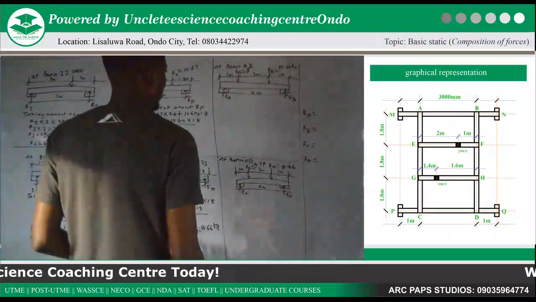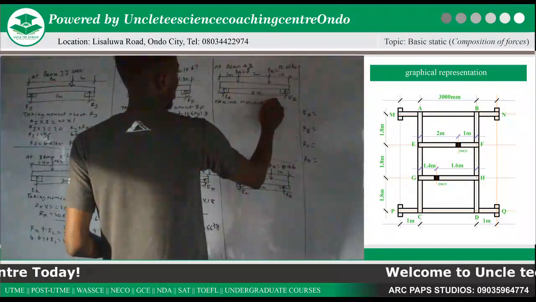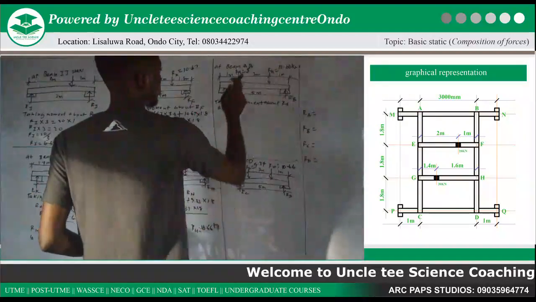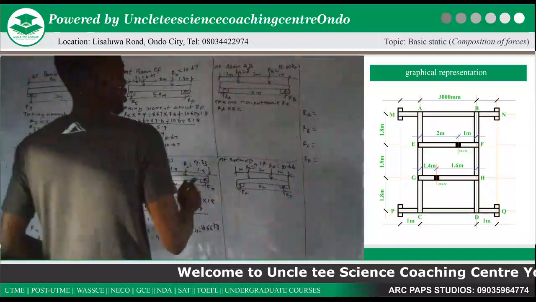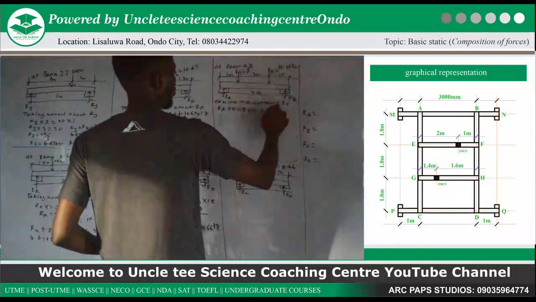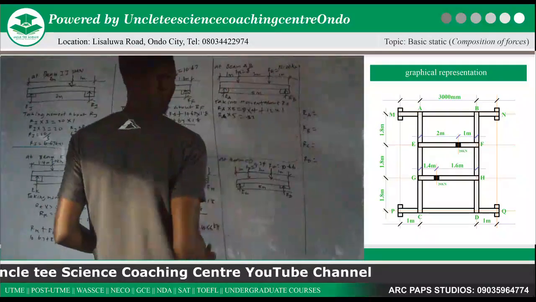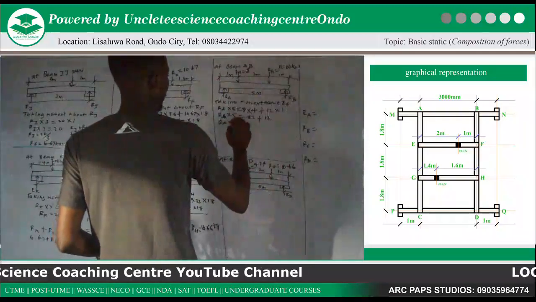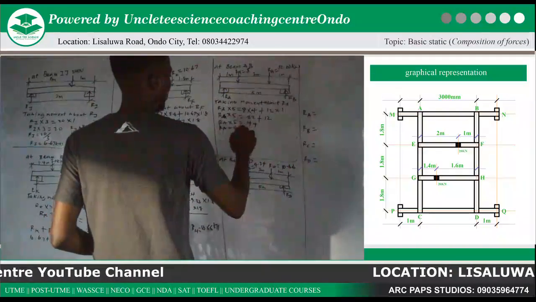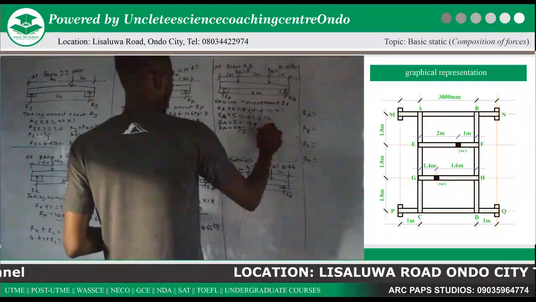Now going to beam AB. Taking moment about RB, this gives us RA times 5 is equal to 8 times distance to RB, 3 plus 1, that is 4, plus 12 times 1. So RA times 5 will give us 8 times 4, which is 32, plus 12. It means our RA times 5 is equal to 44. Our RA will then give us 44 divided by 5, which is 8.8 kilonewton.